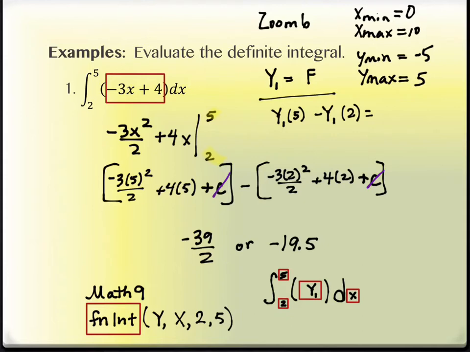Okay, you ready? So I want you to hit second trace, which is the calc menu. You should have some options, like number 1 says value, number 2 says 0, number 3 says minimum. Do you guys see all those kinds of options on there? What does number 7 say?